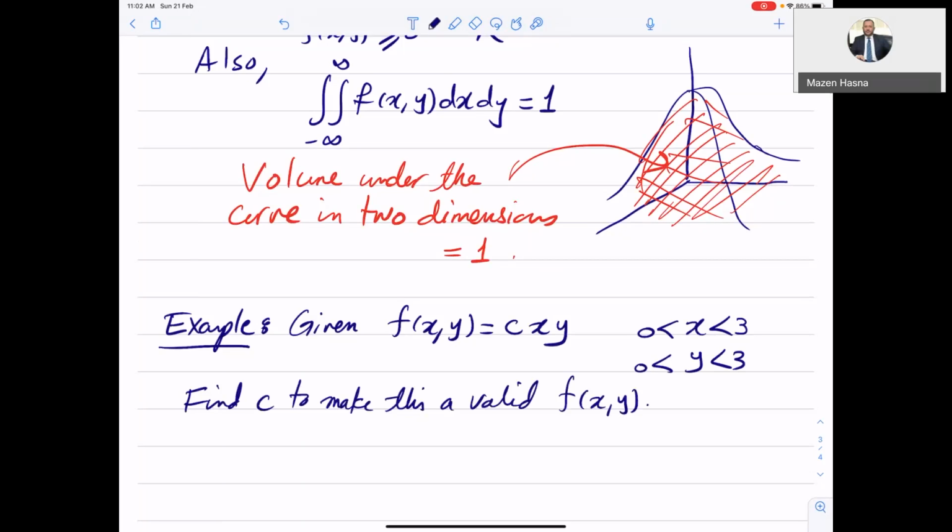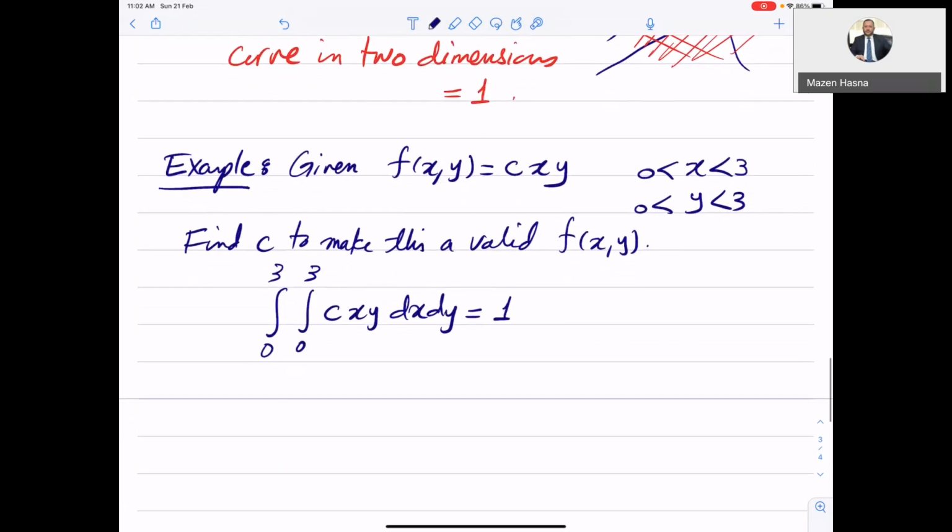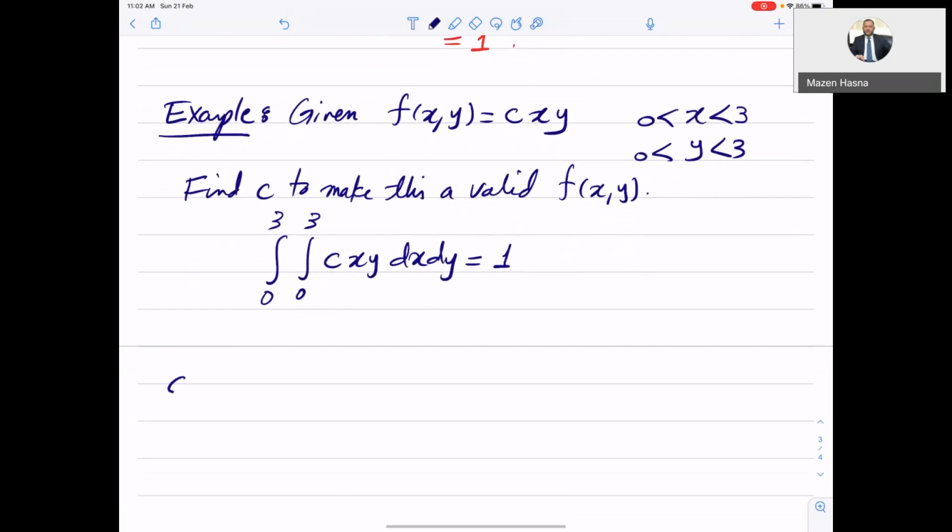So we said the volume under the curve should be 1. So how do we calculate the volume? We calculate the volume using double integration. So integration from 0 to 3, from 0 to 3, cxy dx dy. This should be 1. So c is a constant. You can take it outside. Integration from 0 to 3, from 0 to 3, xy dx dy.